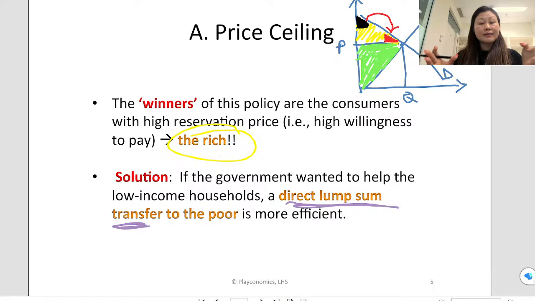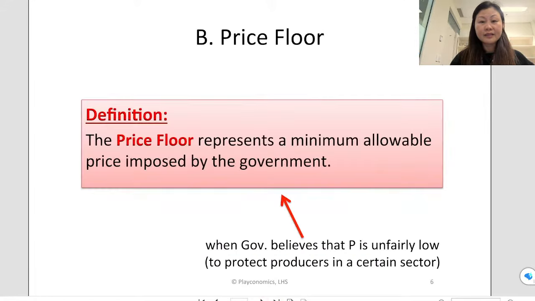But a direct lump sum transfer to the poor would be more efficient, because what we're trying to say is, well, let's leave the market be, because the market is the most efficient at equilibrium price. Let's not muck around with price ceilings. And we can do this in different ways. Okay. Now we've just touched on price ceiling. The next thing that we're going to look at is the price floor.